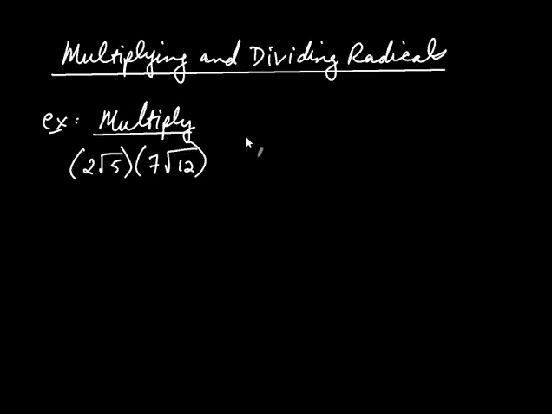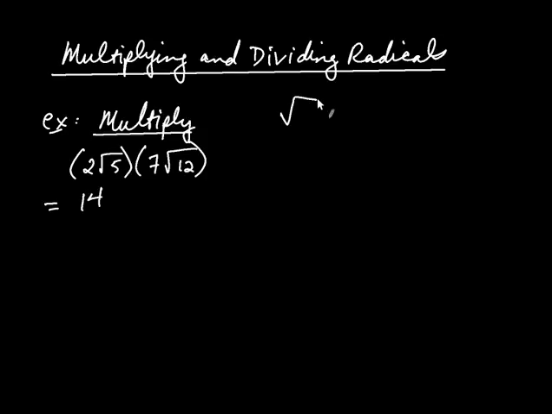Here we're going to talk about multiplying and dividing radicals. So let's start off with an example here. We're multiplying 2 root 5 times 7 root 12. Because this is all multiplication, we can multiply the 2 and the 7 together to get 14, and then the square root of 5 times the square root of 12.